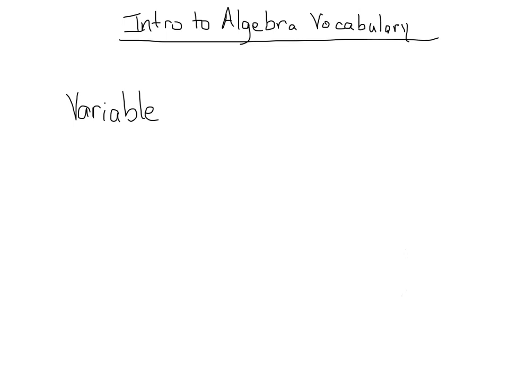All right, so the first word that you need to know is variable. What exactly is a variable? Well, a variable is a letter, usually a letter, which is used to represent a quantity. So for example, if I have something like, let's say, 4x equals 12, well, right here, that x actually represents a number, and so it is a variable.